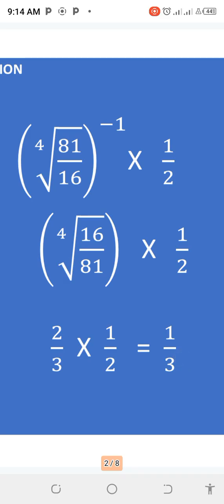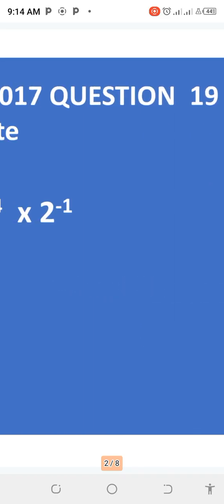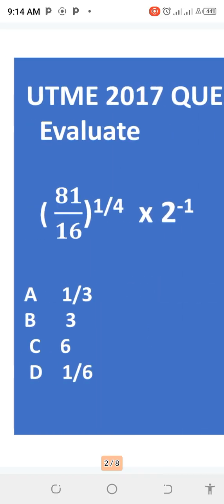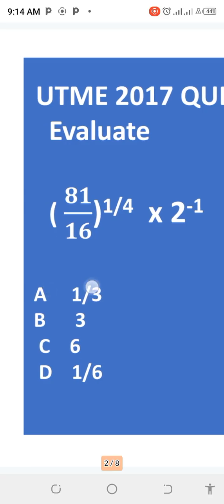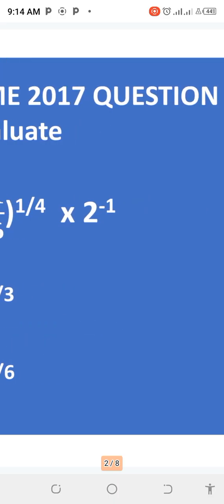Let's go back and see the right option there. 1 over 3, the right option there is option A. Option A says 1 over 3. Now let's go.